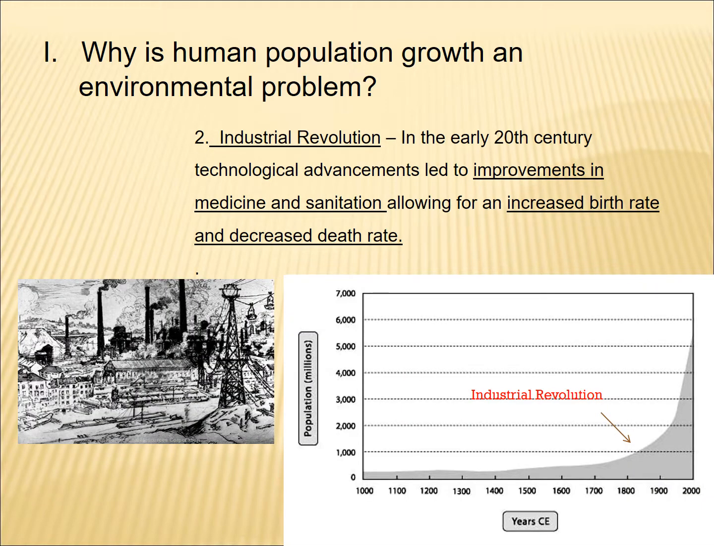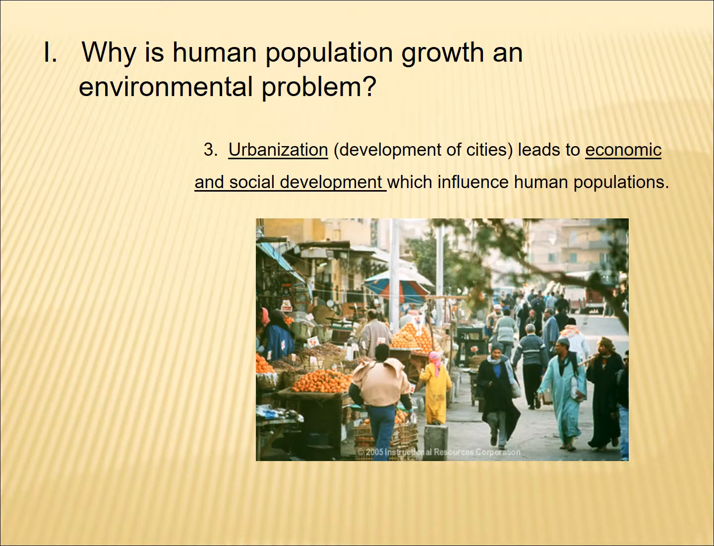After that, long after that, we experienced the Industrial Revolution. It started in the late 19th century, but into the early 20th century, where we started to see improvements in medicine, sanitation, and this allowed for an increased birth rate and a decreased death rate. So cause number 2 is Industrial Revolution. And the last cause is urbanization. That's the development of large cities. And that allowed for economic and social development, and that has greatly influenced our population.